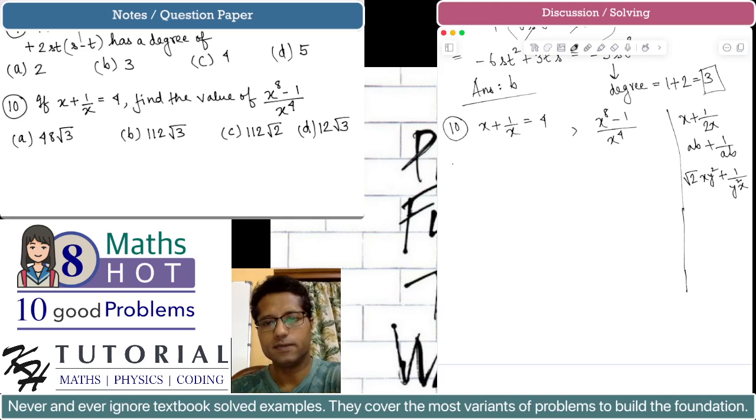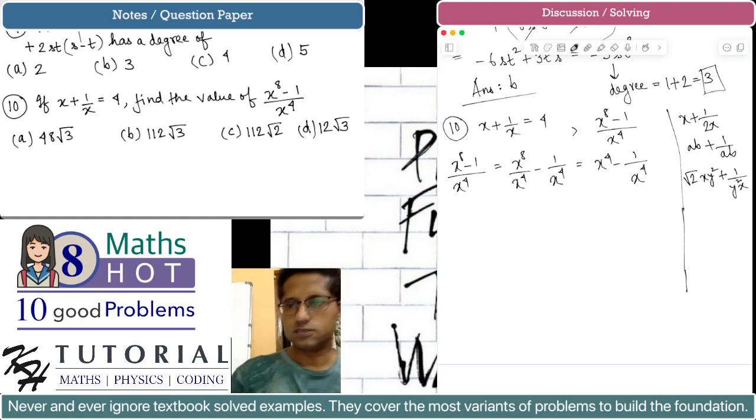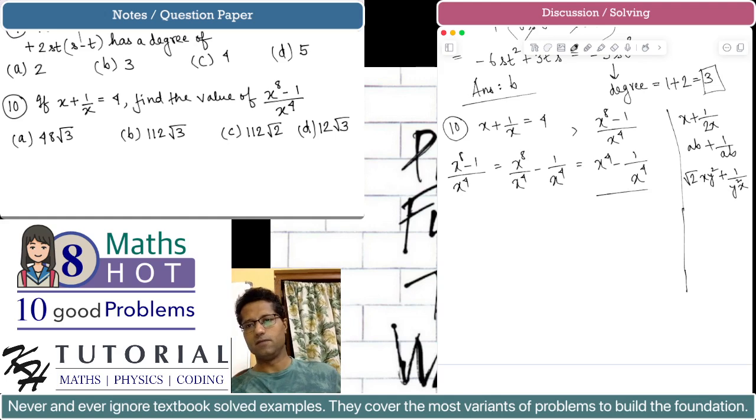x to the power 8. Now x to the power 8 minus 1 by x to the power 4 can be written as, if I do the split over the subtraction, x to the power 8 divided by x to the power 4 minus 1 by x to the power 4. Now this is equal to x to the power 4 minus 1 by x to the power 4. As you can see, this again is a binomial where the terms are reciprocal of each other. That is, x to the power 4 and 1 by x to the power 4 are reciprocal of each other. So this is the catch.